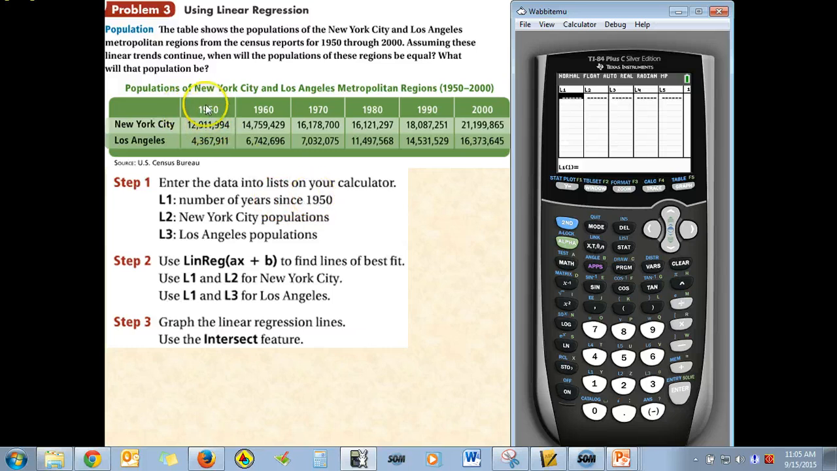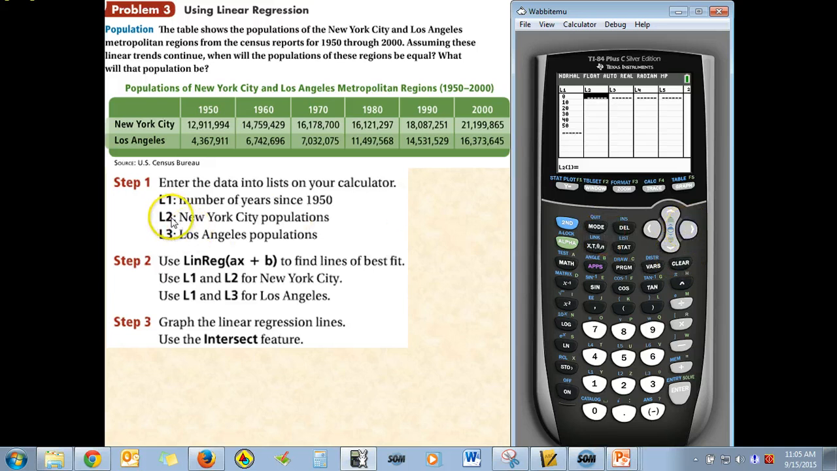So in 1950, there have been 0 years since 1950. Then in 1960, there has been 10 years. Then in 1970, there has been 20 years. In 1980, there has been 30 years. In 1990, there have been 40 years. And in the year 2000, there have been 50 years since 1950.